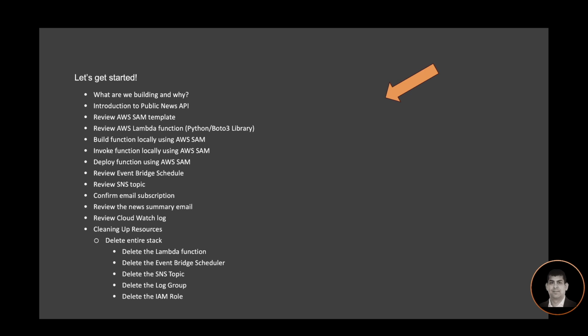So let's get started. I'm going to look at what we are building and why. We'll look at an introduction to the public news API. I'll show you the sample AWS template and review the Lambda function. I'll build it using AWS SAM. I will deploy it, and then I'll show you the EventBridge schedule. We'll look at the SNS topic that has been created, and then confirm the email subscription. And once the event gets triggered, I will have the news summary email that we can look at.